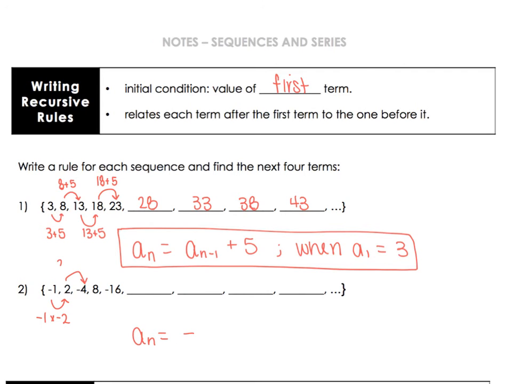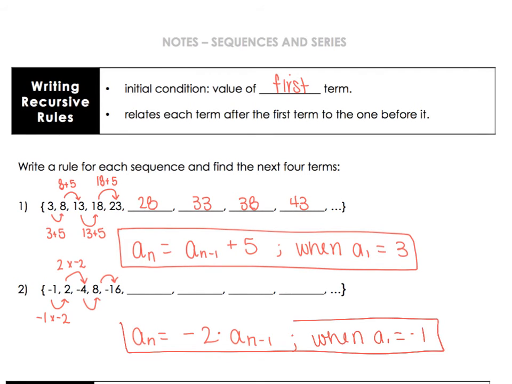And if I do 2 times negative 2, that works. And you can see that it will work again and it'll work again. So that means I'm going to take negative 2 times my previous term, a sub n minus 1. So we do want to make sure that we include our initial condition. So ours is when a sub 1 equals negative 1. Put a box around it. We do still have to find our next 4 terms. We're just going to keep multiplying by negative 2. So we'll get 32, negative 64, 128, and negative 256.